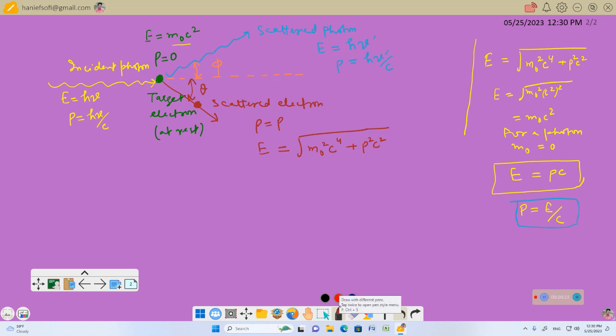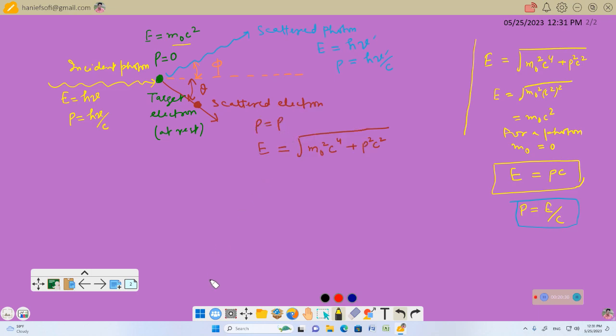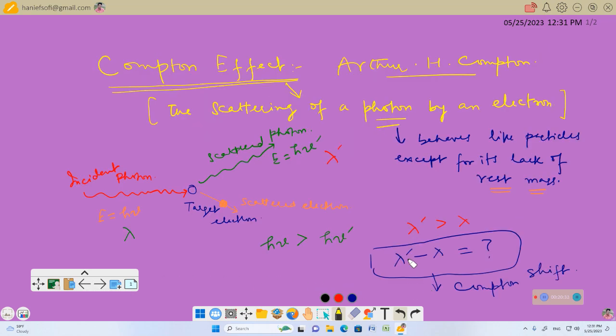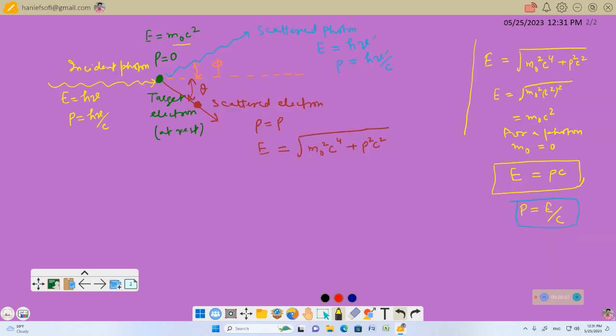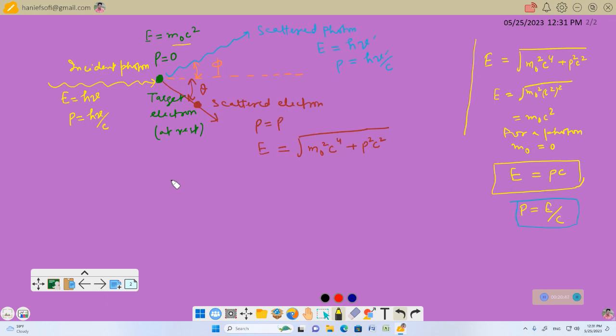So let us write some equations now. What we are going to do, as I told you, is find this shift, lambda prime minus lambda. Lambda prime is the wavelength of the scattered photon, and lambda is the wavelength of the incident photon. So first things first, as I told you, we will make use of conservation of energy and momentum.